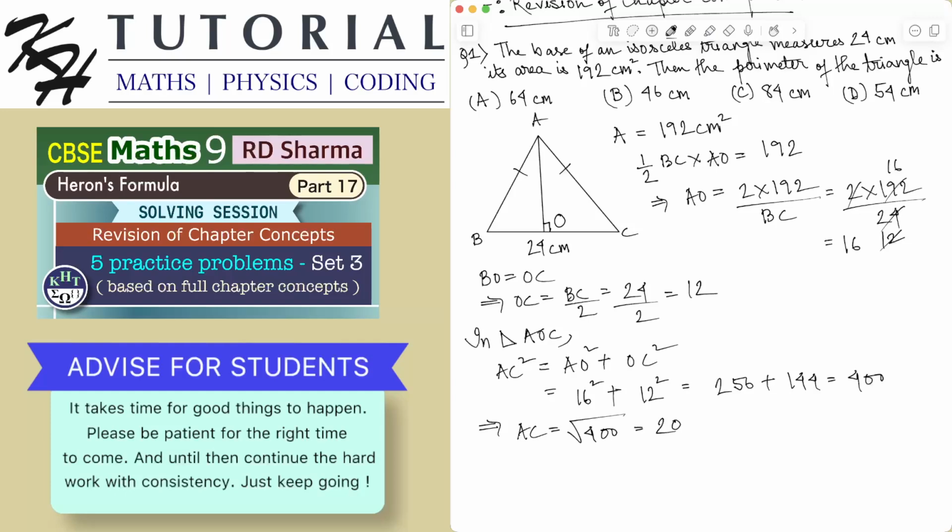Now we know the length of all the sides of the triangle. So therefore the perimeter will be AB plus BC plus AC, which I can say is 2 into AC plus BC, which is 2 multiplied by 20 plus 24. So this is equal to 64. So the perimeter of the triangle is 64 centimeter. So the correct choice is A.